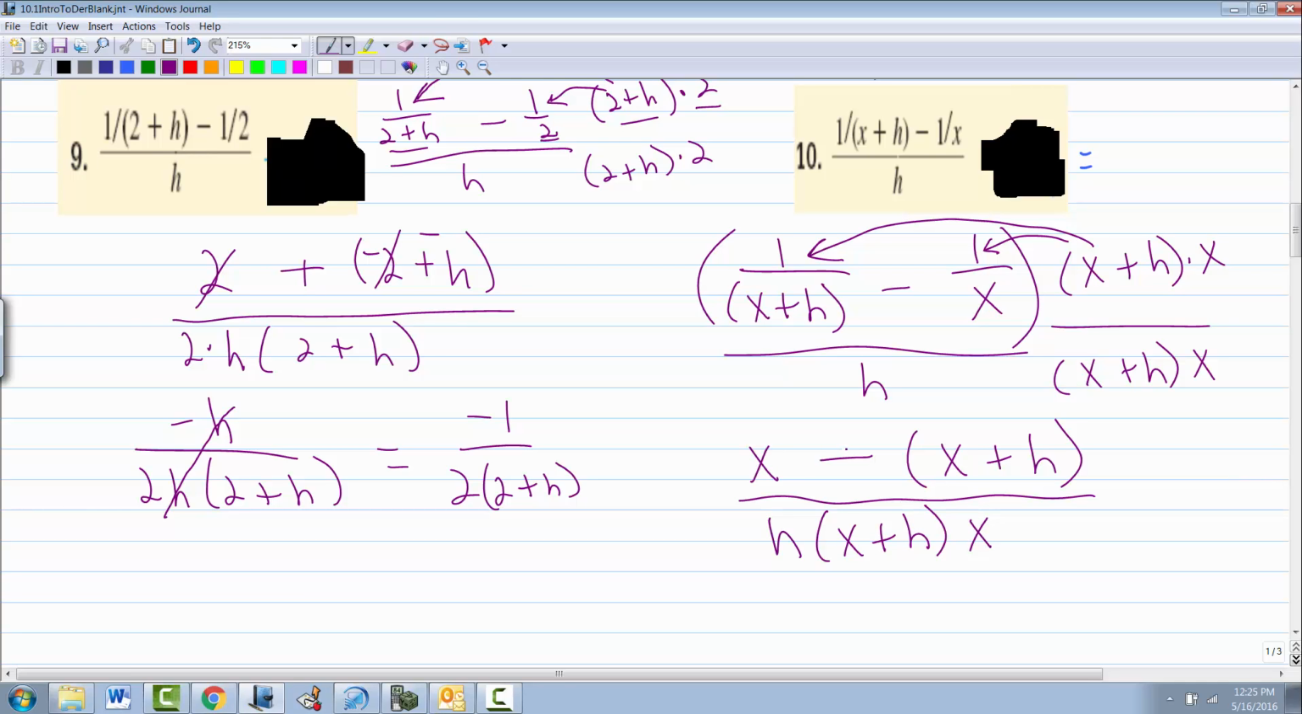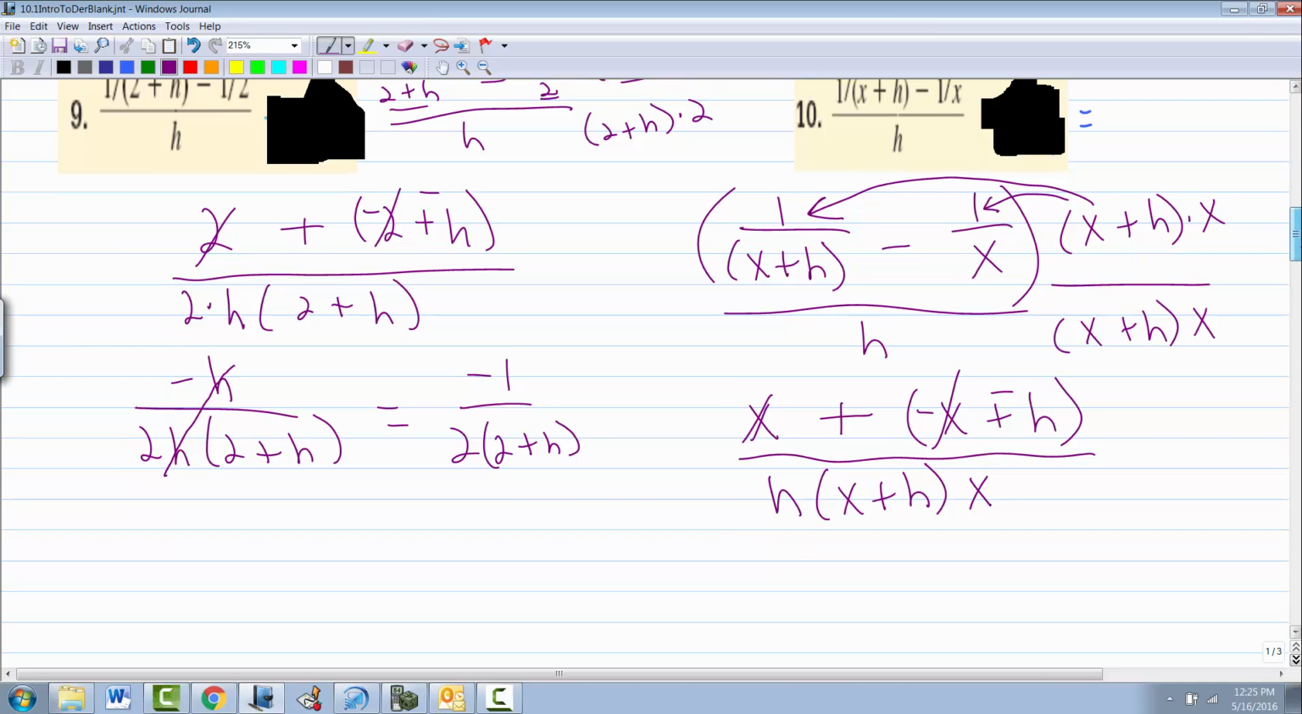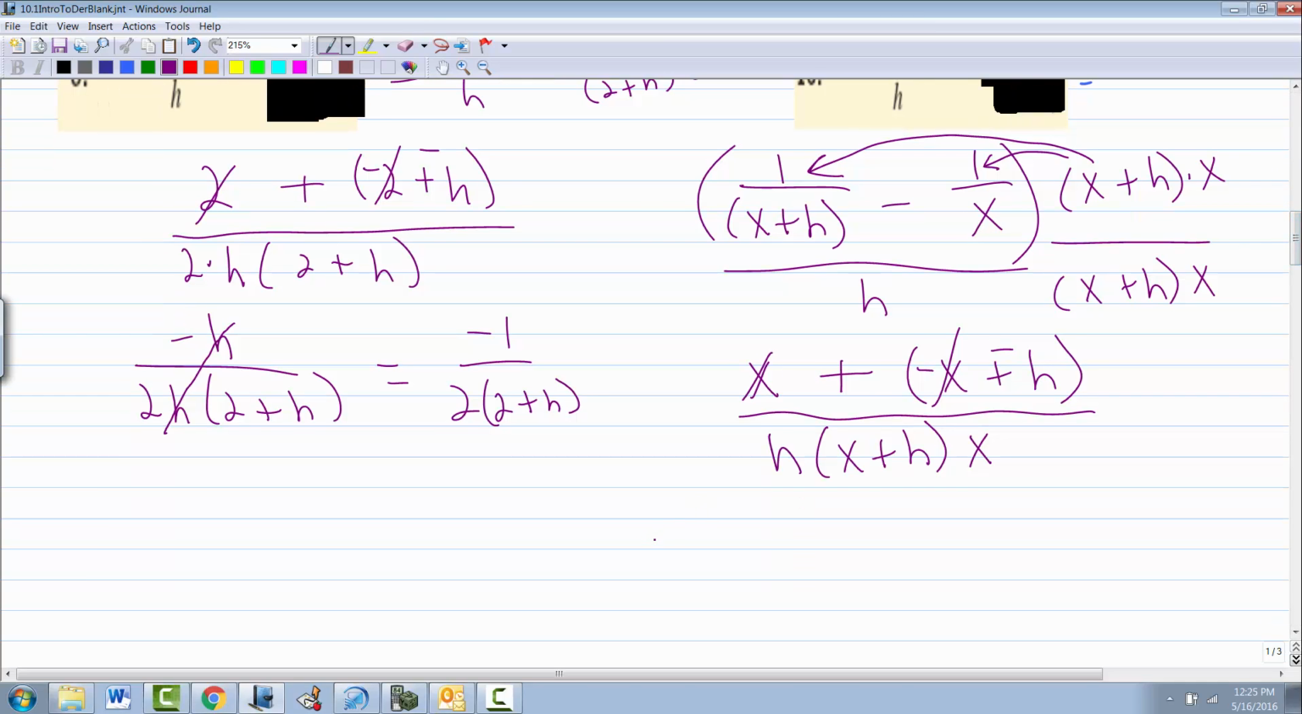Now when you distribute this minus sign, yes, the x's cancel. I should be writing that x first. I'll do it now. Cancel, and this is negative 1 over x times x plus h.